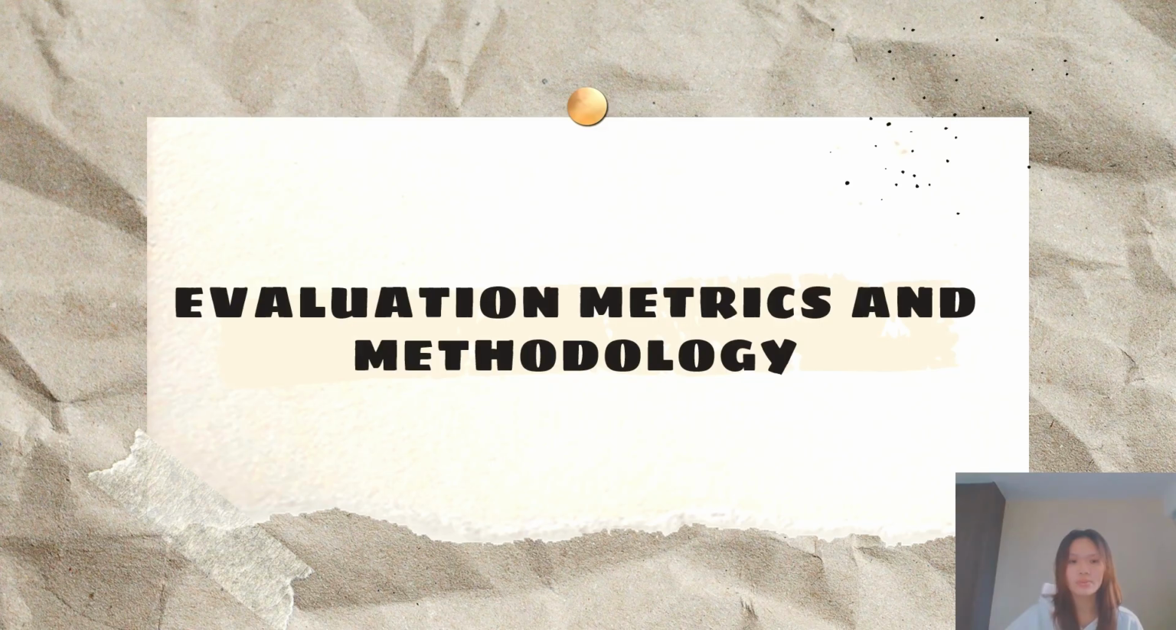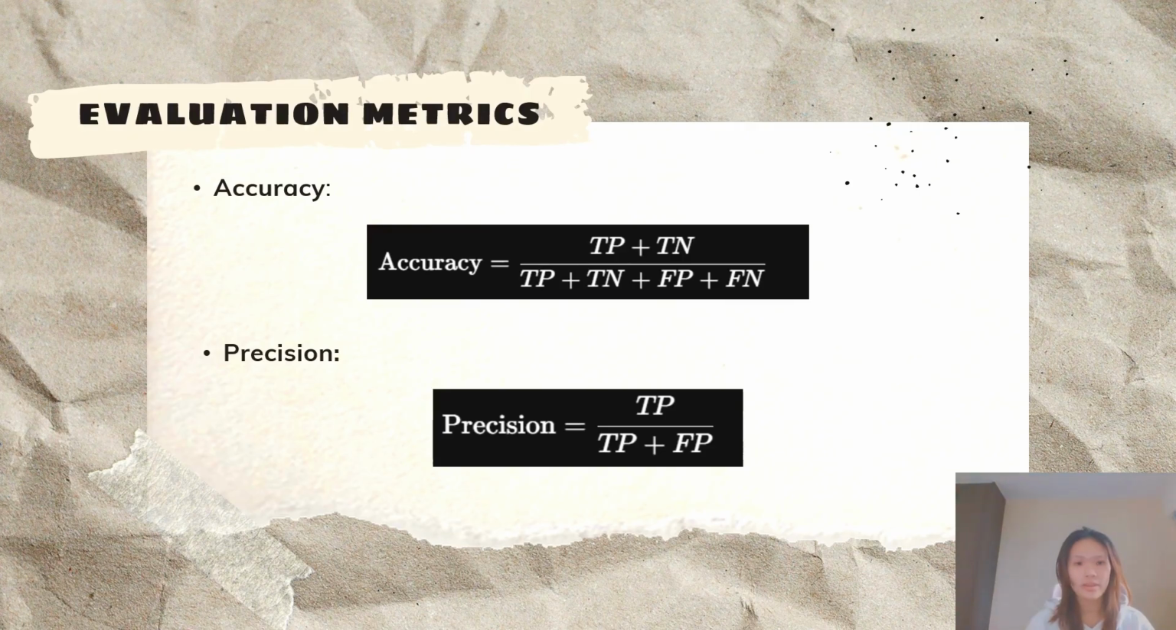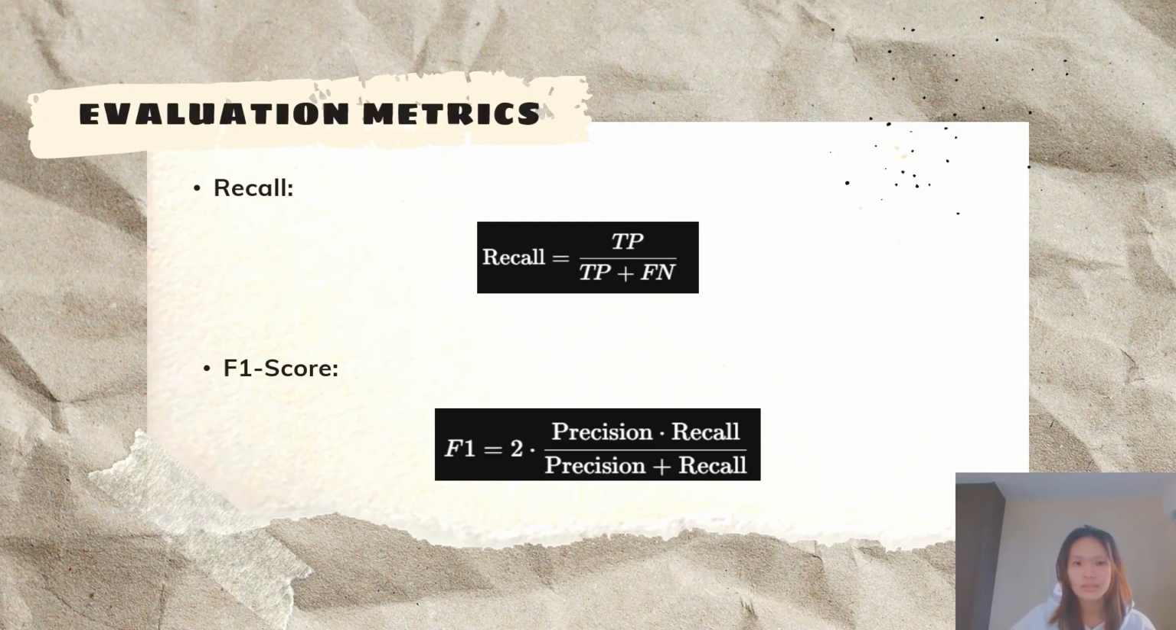Next, let's move on to the evaluation metrics and methodology. So we start with accuracy, which measures the proportion of correct predictions among total predictions. And next is precision, which calculates the true positive predictions among all positive predictions. About the recall, it measures the ability to find all the actual positives, and F1 score evaluates the model's trade-off between precision and recall.